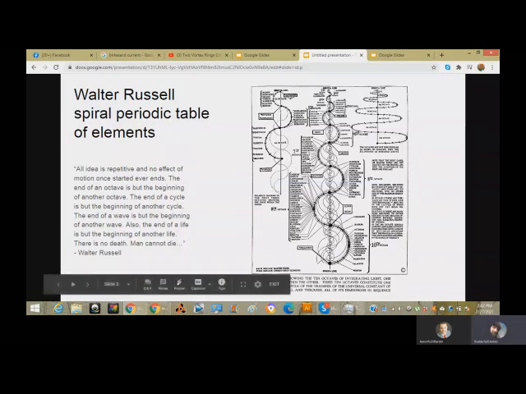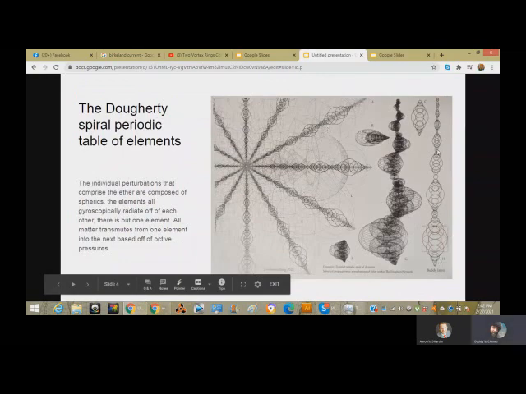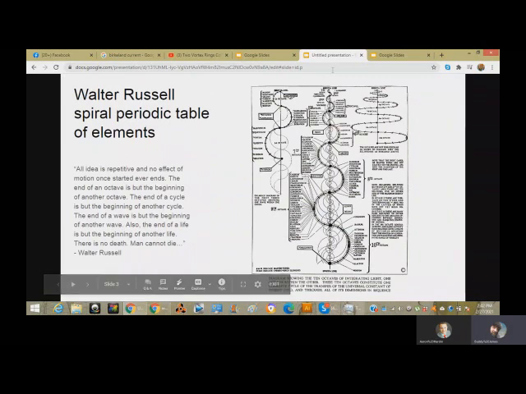But so this is, as you can see, very similar to the chart that I've created right here. It's almost identical. Walter Russell and I were working with similar geometries. Well, see, he's working with almost the exact same geometry, just laid out a little different.